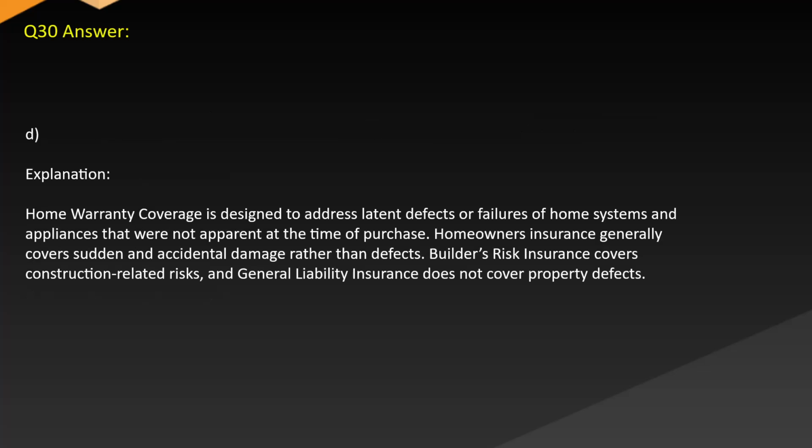Answer: D. Explanation. Home warranty coverage is designed to address latent defects or failures of home systems and appliances that were not apparent at the time of purchase. Homeowners insurance generally covers sudden and accidental damage rather than defects. Builder's risk insurance covers construction-related risks, and general liability insurance does not cover property defects.